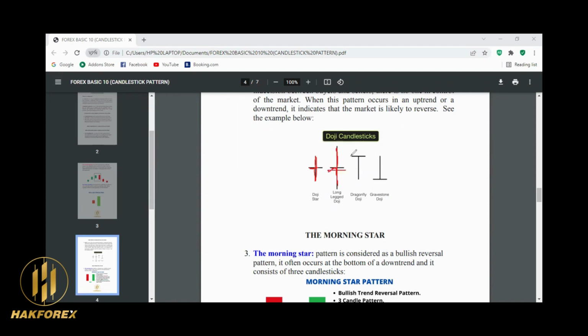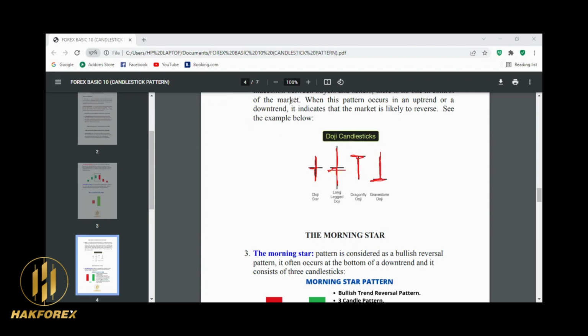The same thing here: the market opened, came down, they rejected the price up, then the price closed at the same area. The same thing here, this is where the market opened. The market went up, then they rejected the market down, and the market closed at the same place where it opened from. So this is a Doji candlestick pattern.